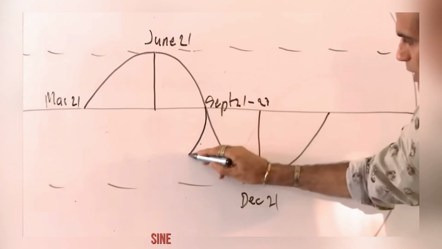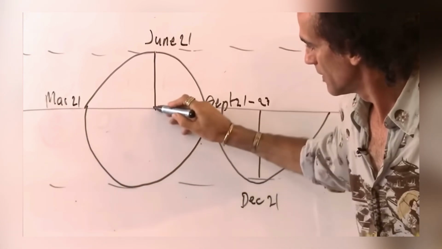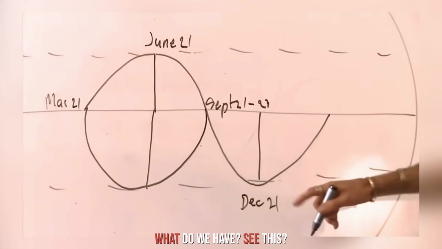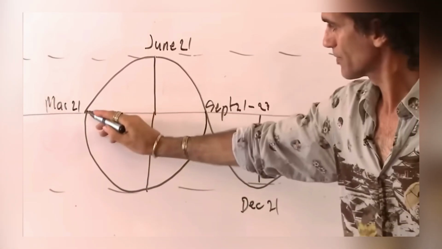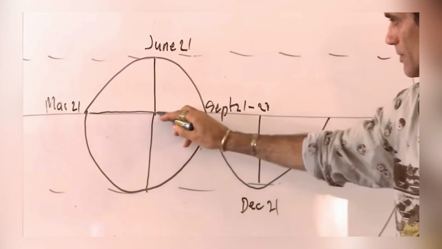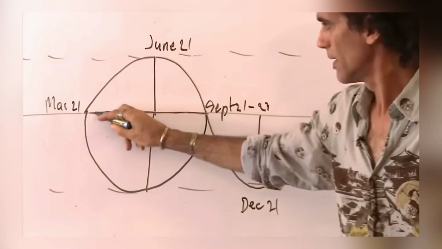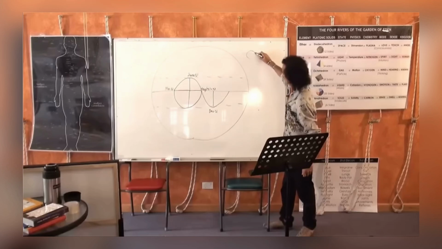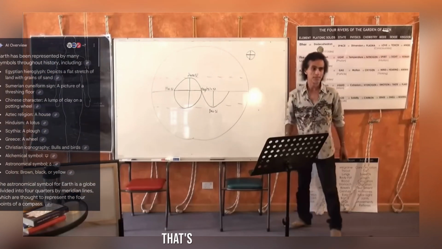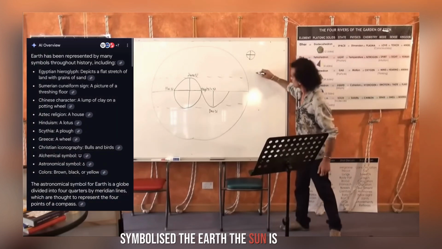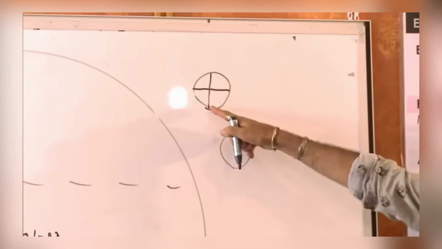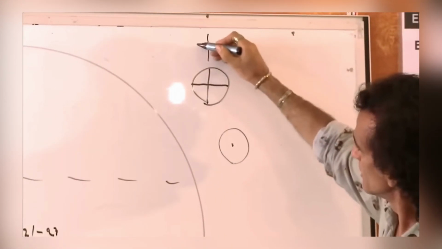Let's bring that sine wave around into itself. And there, what do we have? See this? That circle is the Earth. That's how the ancients symbolized the Earth. The sun is like this. That's the sun. That's the Earth. That is the sign of addition.